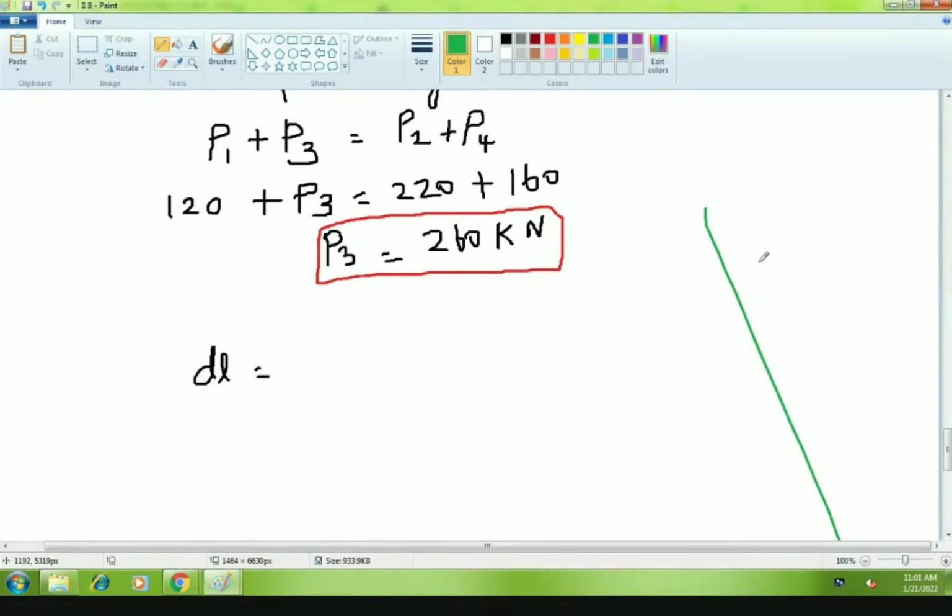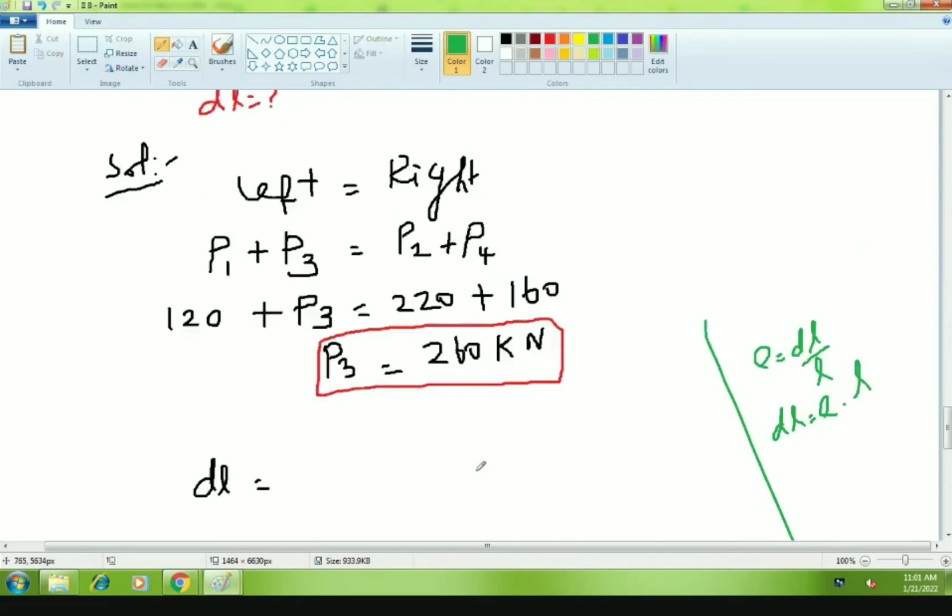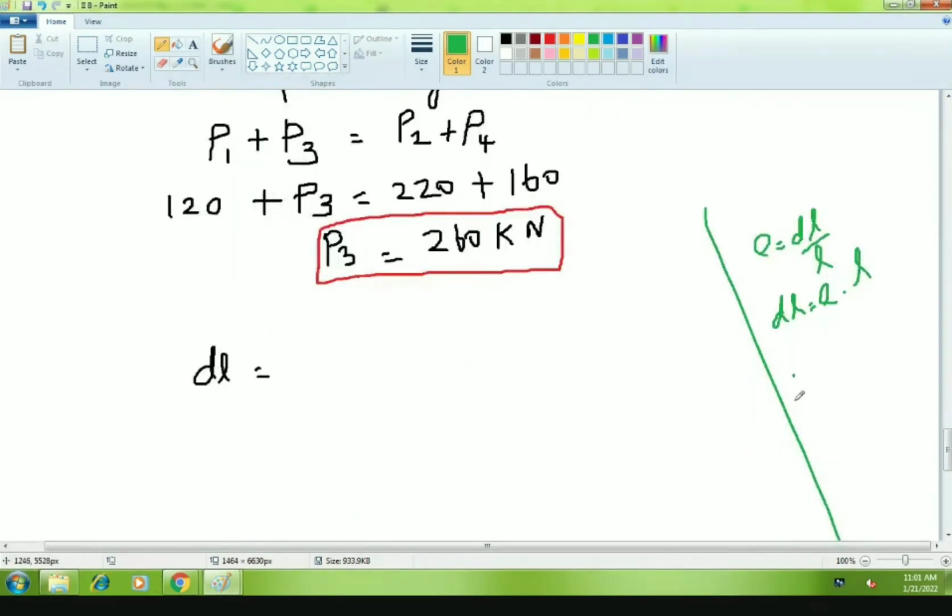As usual, E equal to stress divided by strain, so DL equal to E into L. Okay, what is E? Here we don't know the E. Anywhere E is there? No. What is E? Young's modulus equal to stress divided by strain. So strain equal to stress divided by Young's modulus. Am I correct? So shall I substitute there? DL equal to sigma divided by E into L.